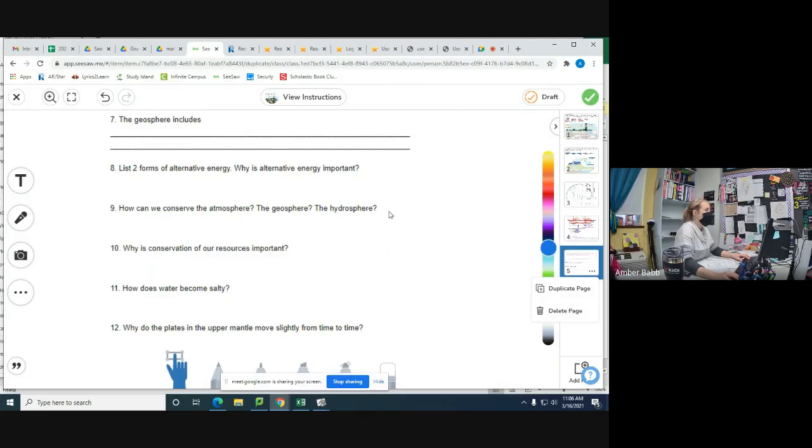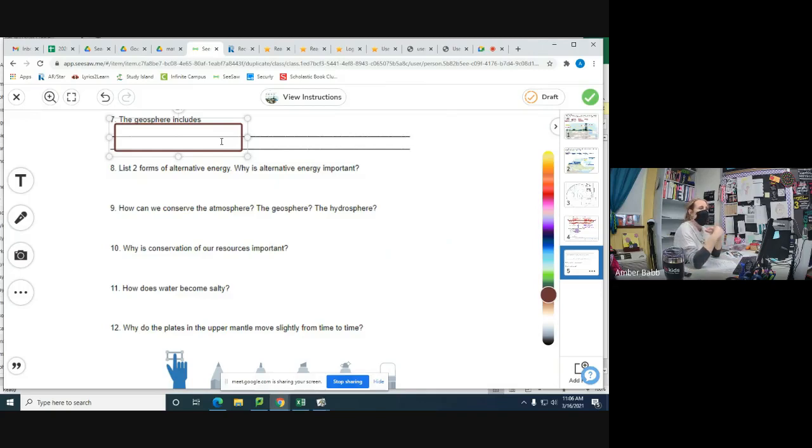The geosphere includes... I like to change the colors and make them look like they belong to the sphere they go with. What does my lovely geosphere include? Fiona, give it a go. All solid things, non-living organisms. This is not the geosphere. She said all solid things, but I say no, because my desk is not part of the geosphere.